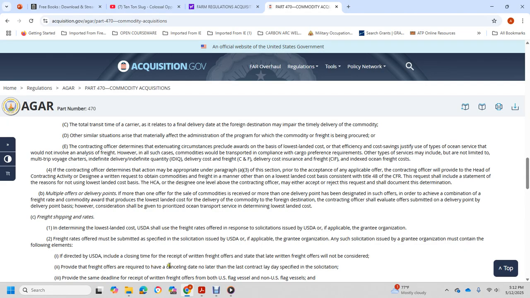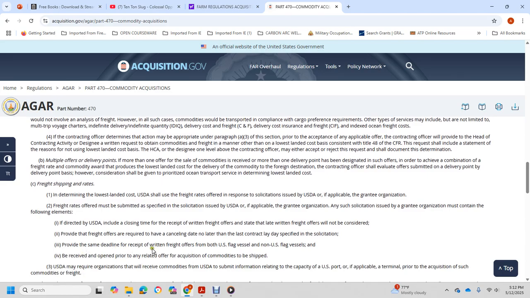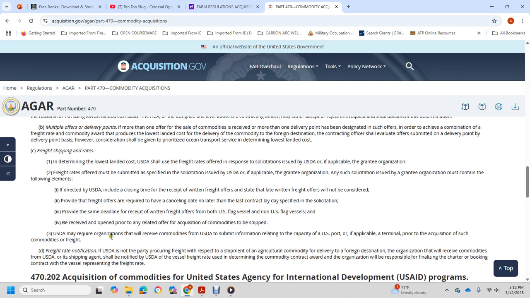Provided the freight offer is required to have this closing date no later than the contract delivery date in the solicitation, provided the same deadline for receipt of the written freight offers, both the U.S. flag vessel and the non-U.S. flag vessel will be received and opened prior to the award of the acquisition commodity to be shipped. USDA may require the organization receiving the commodity to submit information relating to the capacity of the U.S. port, if applicable, to normal prior acquisition of such commodities and freight.